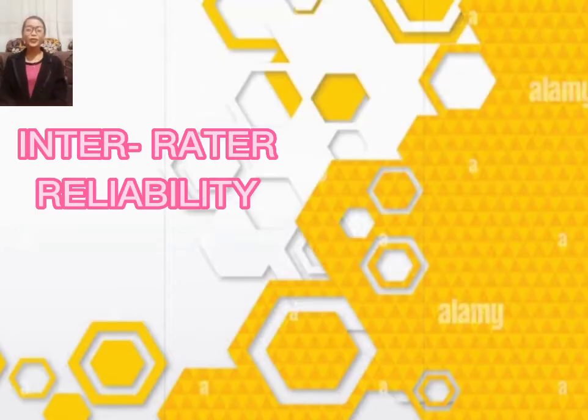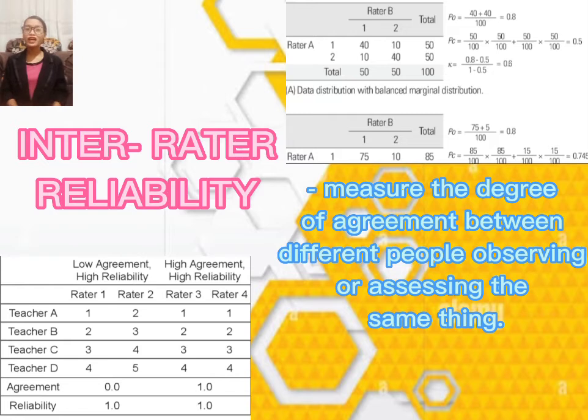2. Inter-rater reliability, also called inter-observer reliability. It measures the degree of agreement between different people observing or assessing the same thing. You use it when the data is collected by researchers assigning ratings, scores, or categories to one or more variables.